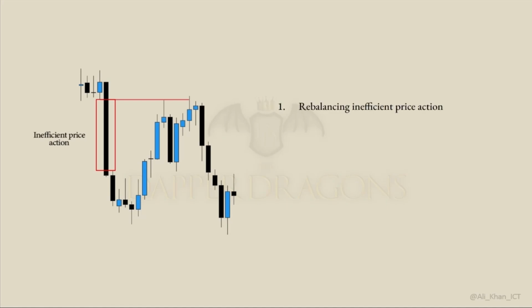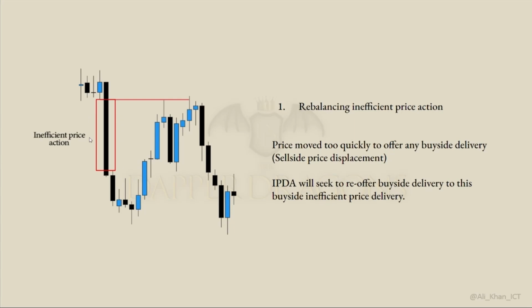Number one, rebalancing inefficient price action. What we can see in this area over here is prices moved too quickly to offer any buy side delivery, right? So all of this was just sell side delivery. This is all selling. The market moved far too quickly to offer any buy side delivery. So this is known as sell side price displacement. So this is all buy side inefficient price delivery.